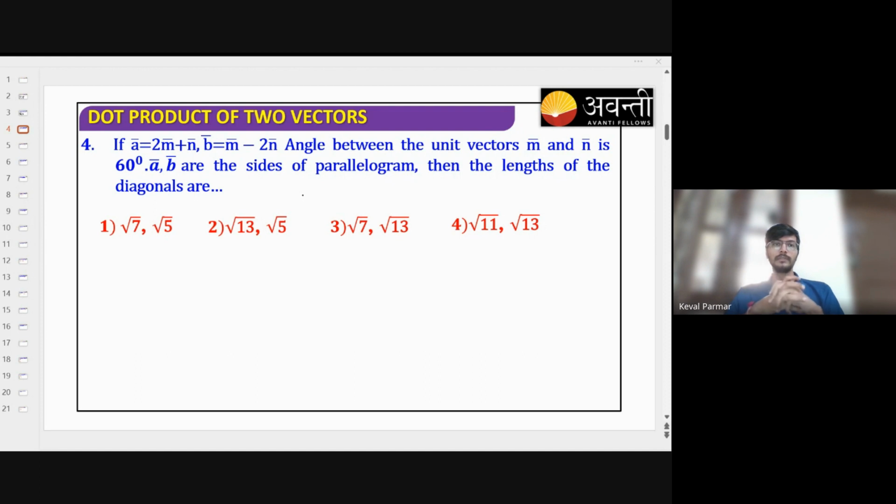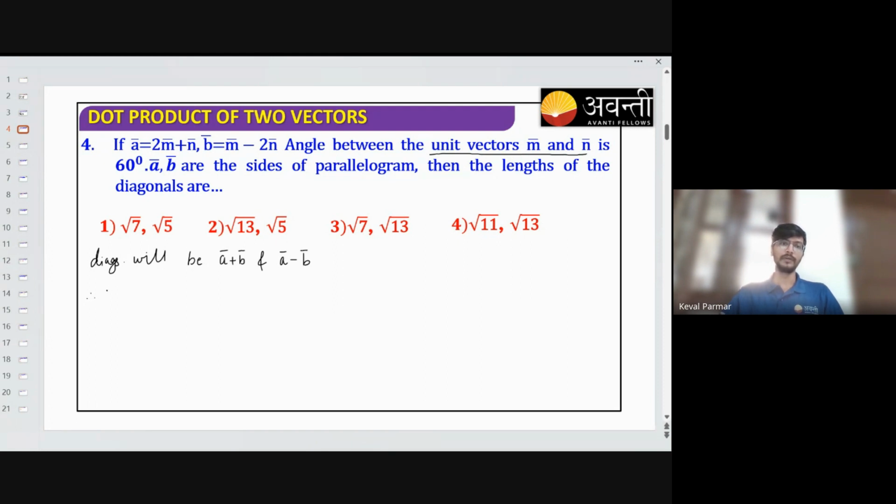Come on, let's solve. There are two vectors, M and N, which are unit vectors, and the angle between them is 60 degrees. A bar are sides of a parallelogram, find the length of the diagonals. Okay, this is very simple. The diagonals will be A vector plus B vector and A vector minus B vector.